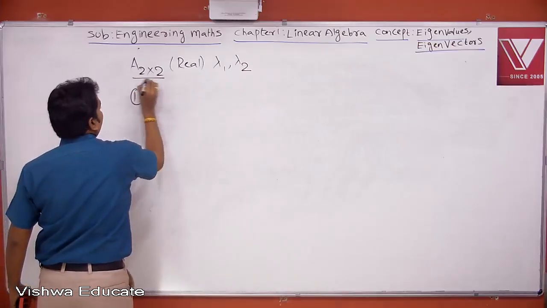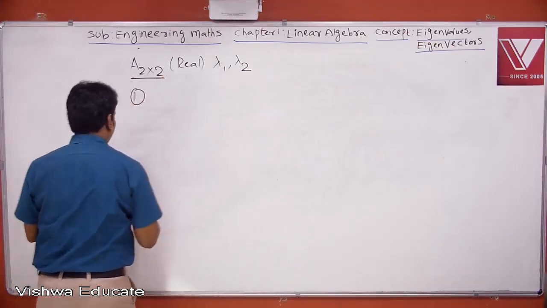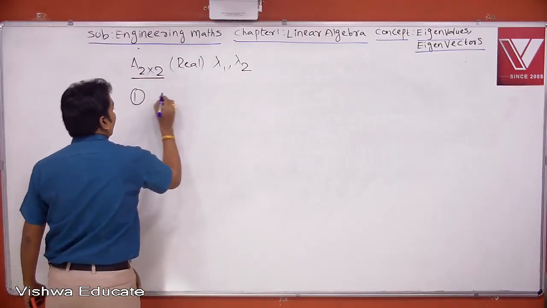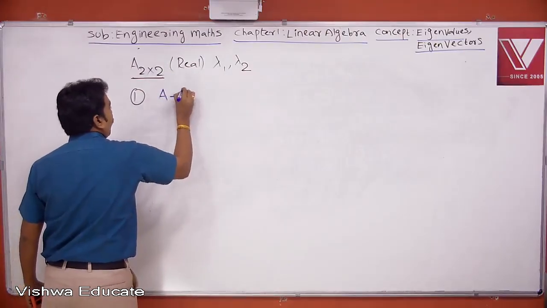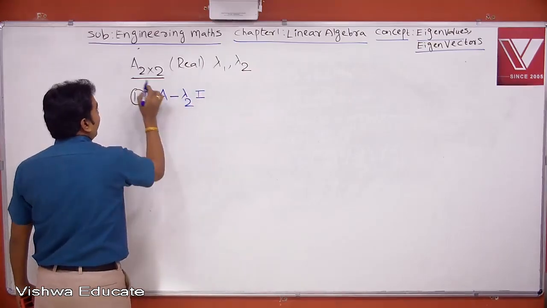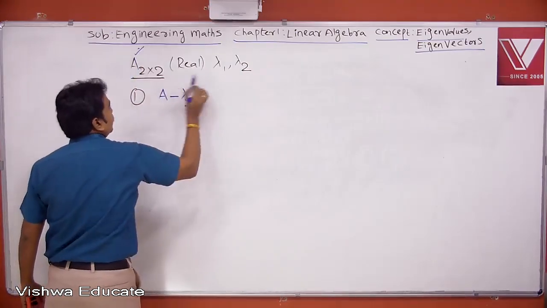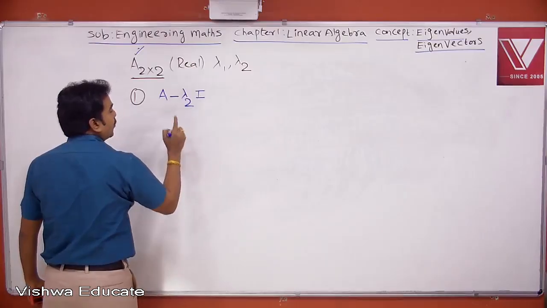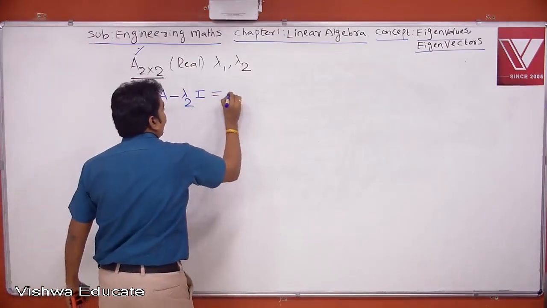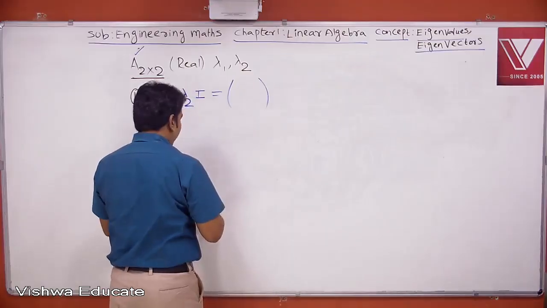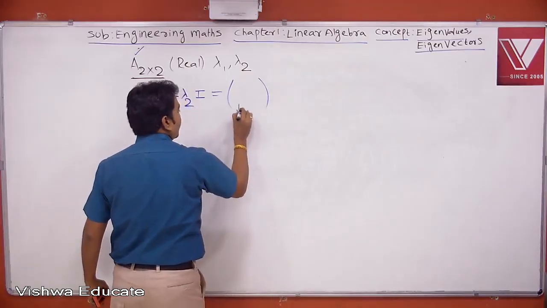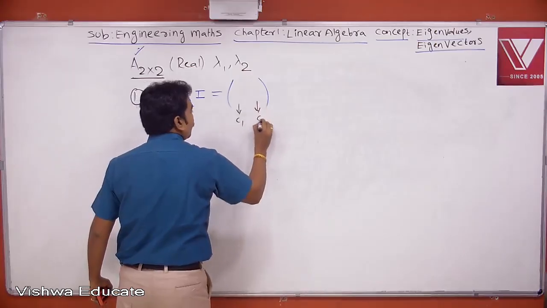Suppose I want eigenvectors of A with respect to lambda 1. Calculate the matrix combination A minus lambda 2 I. I am expecting eigenvectors of this matrix with respect to lambda 1. So in that context, evaluate A minus lambda 2 I. You will get a 2 by 2 matrix, which will have two columns. This is column 1 and this is column 2.